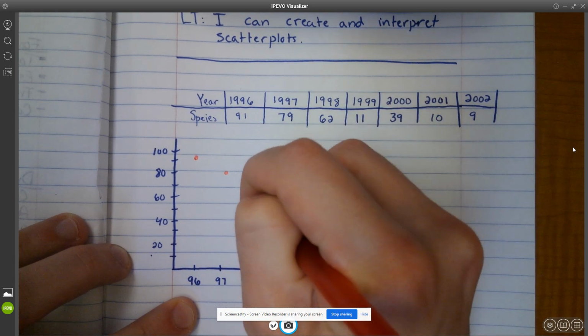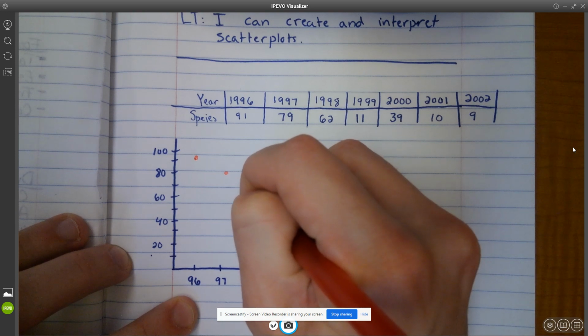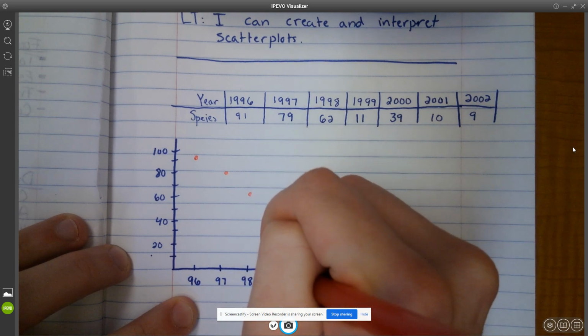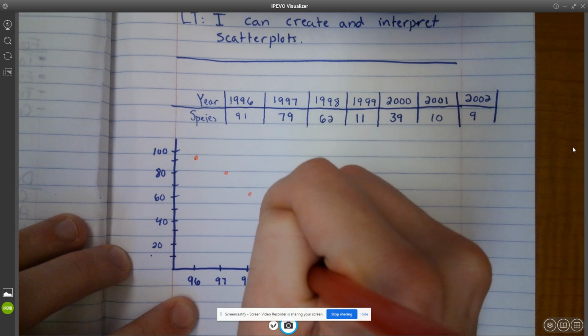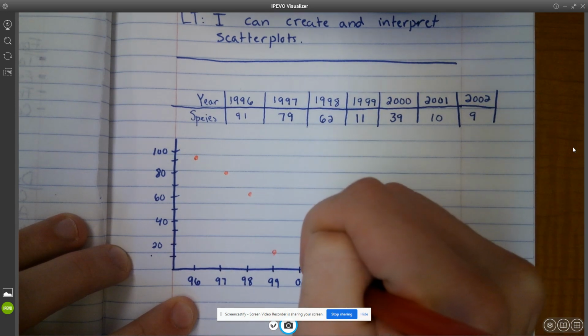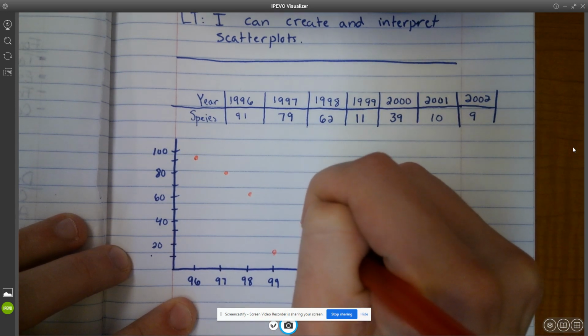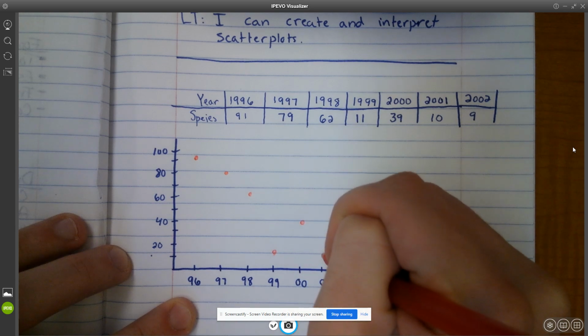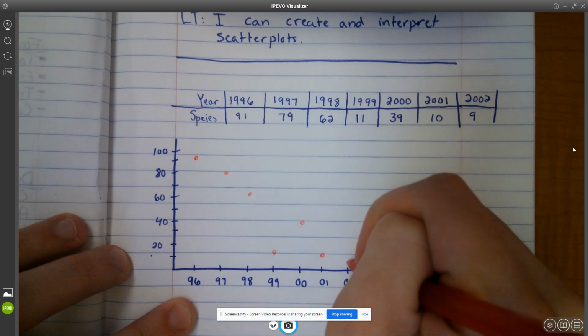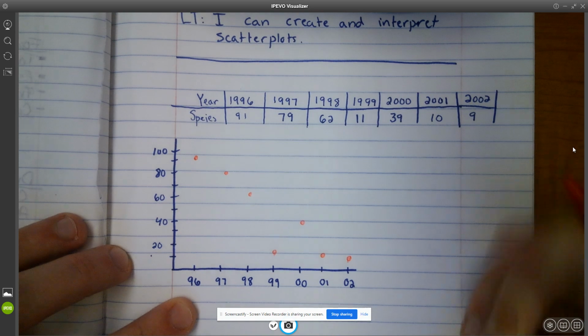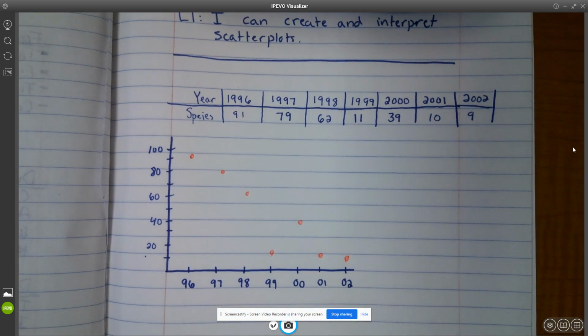62. 99, there was 11, so a drastic drop there. 2000 went up to 39. 01, there was 10. 02, there was 9, so right around there. There is our scatter plot. That would be how we're going to create that.